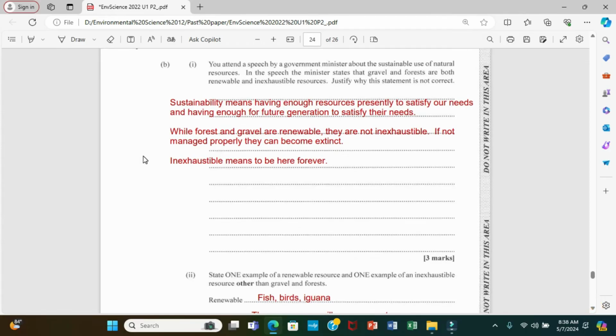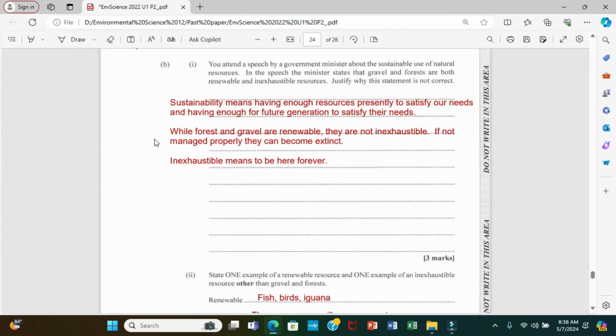Alright, guys. First, let's start with sustainability. Sustainability means having enough resources presently to satisfy our needs and having enough for future generations to satisfy their needs. All right, so sustainability looks at the present need plus the futuristic need of the people. All right. So while forests and gravel are renewable, they are not inexhaustible. If not managed properly, they can become extinct. And of course, inexhaustible means to be there forever.